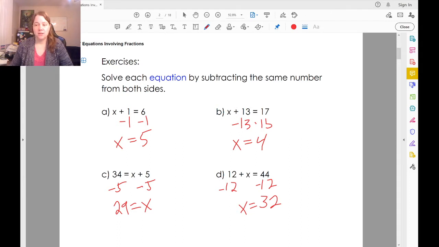We can check these by going back and putting whatever x equals into the equation. 5 plus 1 equals 6. Checks out.